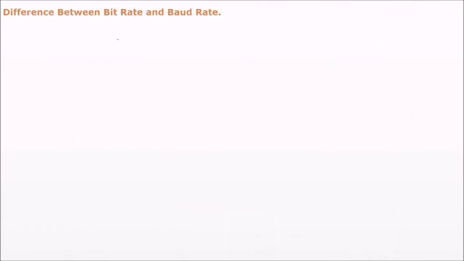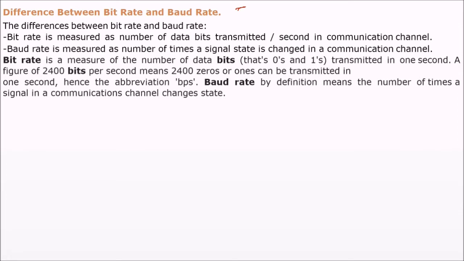Next is the difference between bitrate and baud rate. Bitrate is measured as the number of data bits transmitted per second in a communication channel. Baud rate is measured as the number of times a signal state is changed in a communication channel. So bitrate is a measure of the number of data bits, that is zeros and ones, transmitted in 1 second. A figure of say 2400 bits per second means 2400 zeros and ones can be transmitted in 1 second. That is why bits per second. While the baud rate means the number of times a signal in a communication channel changes state.